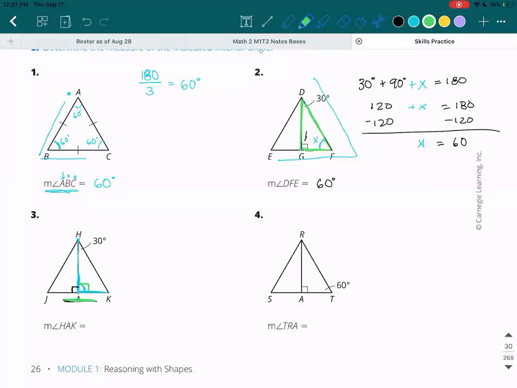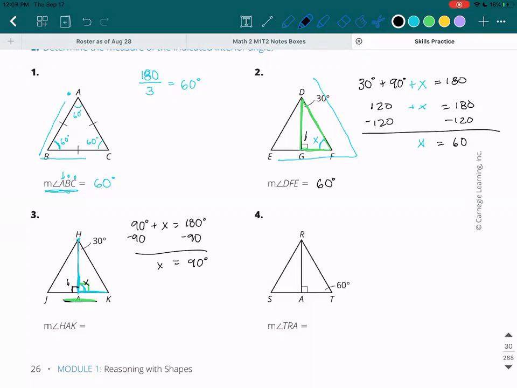So let's just call this X. We have 90 degrees plus X equals 180. Then you subtract 90 minus 90. You get X is equal to 90 degrees.